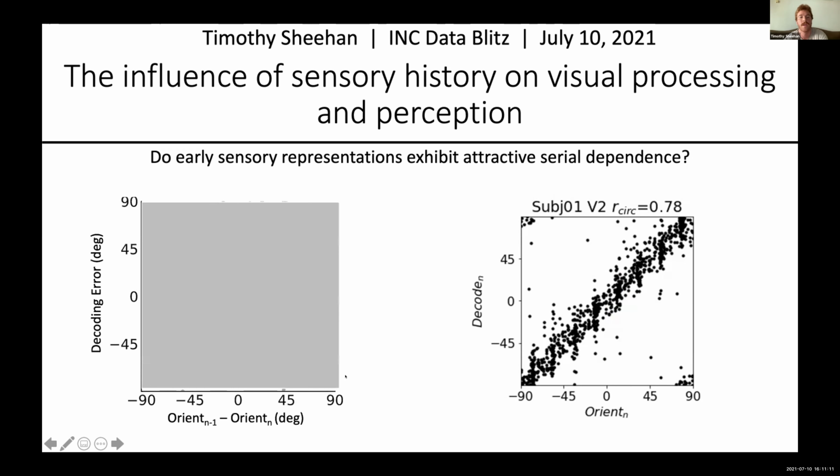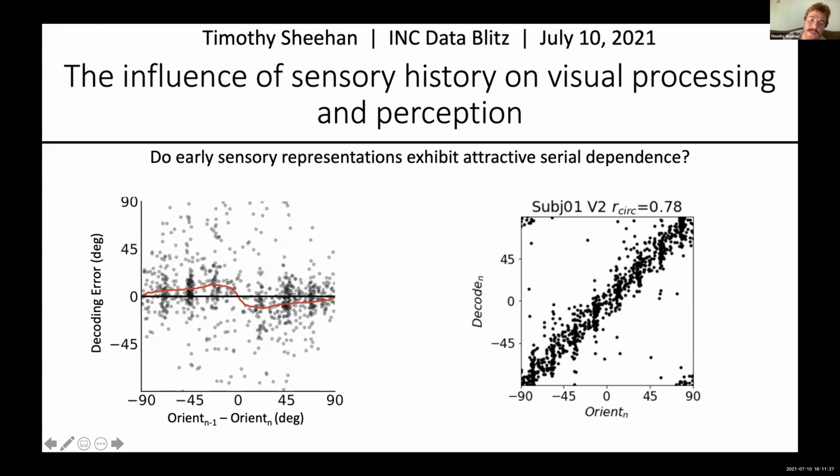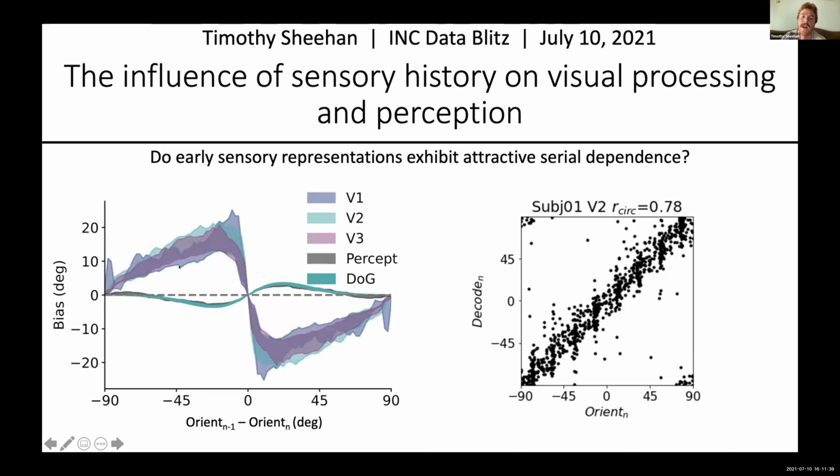We then asked whether these representations exhibited serial dependence in line with perception or if they showed some other pattern. We took the output of this decoder and we looked at the decoding errors, or residuals, on each trial. We sorted those residuals as a function of the relative orientation change of the previous item to see if there was any bias. For this subject, we found that the bias of our decoder was actually systematically repelled from the previous stimulus. And we found this pattern across ROIs and subjects. And this figure kind of summarizes our main effect, where perception shows systematic attraction, early visual representations show repulsion.